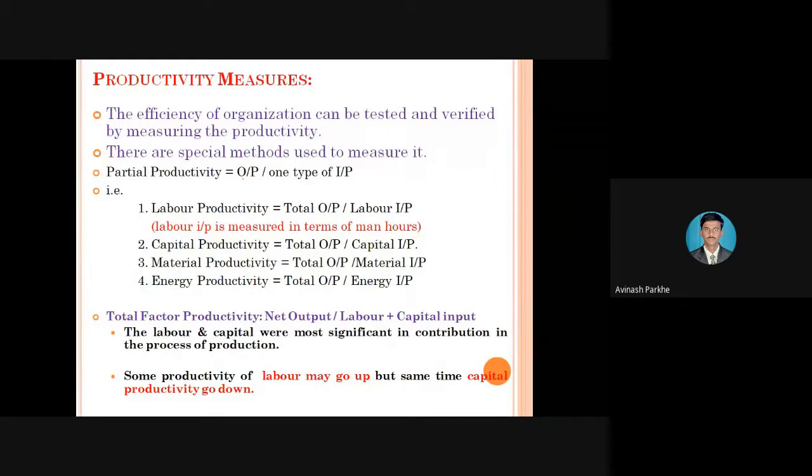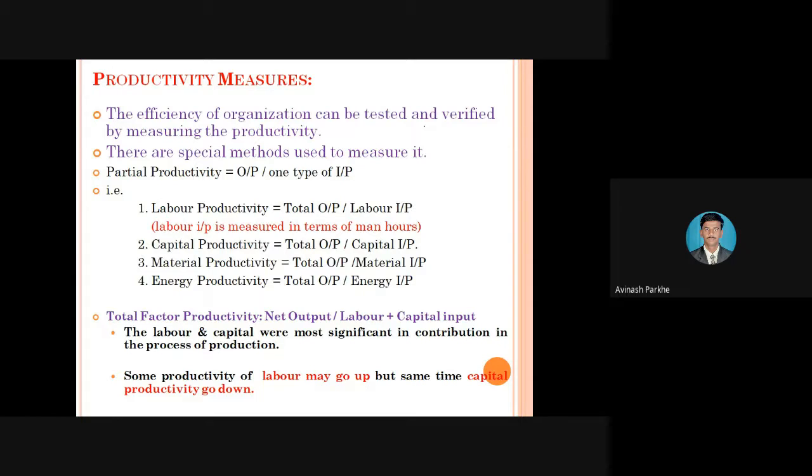Then productivity measures. If I have to measure productivity, it can be measured in different ways. I can measure labor productivity, capital productivity, material productivity, and I can measure the amount of energy if it is used. Therefore, the efficiency of an organization can be tested or verified by measuring the productivity. Whatever the industry or organization is, its efficiency can be tested or verified by measuring the productivity of that particular industry.